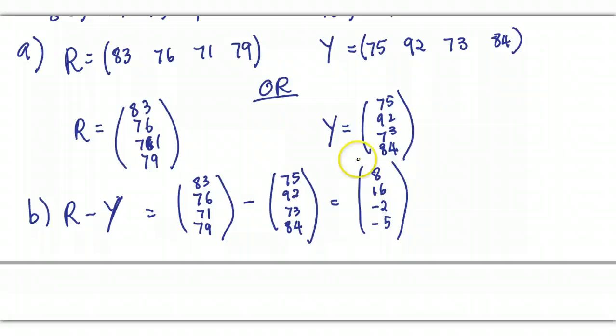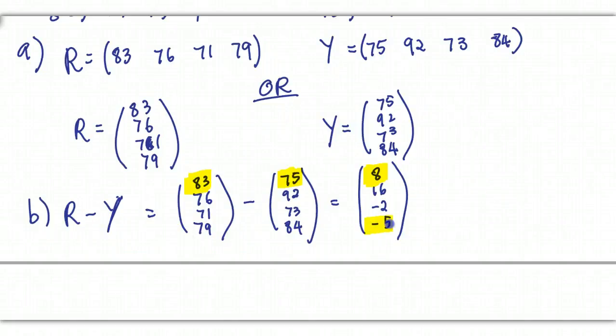The more important part is to explain what the numbers in your answer represent. Let's just look at one element, the first element, 8. How did we arrive at the number 8? We took 83, and remember what 83 is? 83 is Rohana's score in the first test, minus 75, which is Yingfeng's score in the first test. So 8 represents the difference in their test scores.